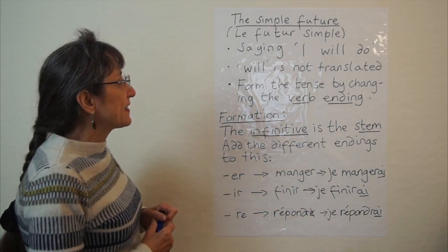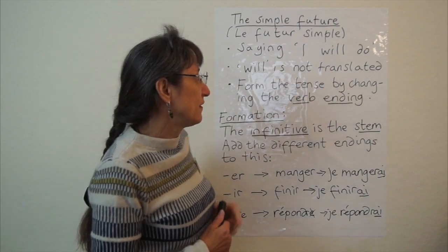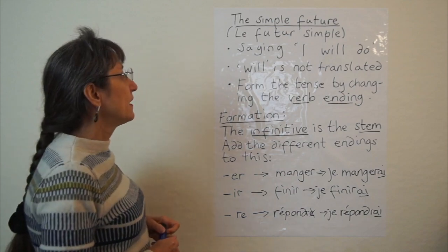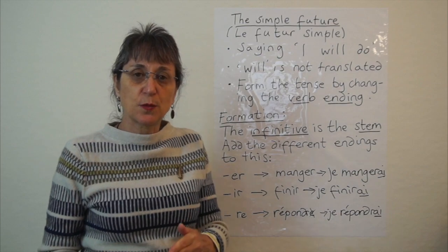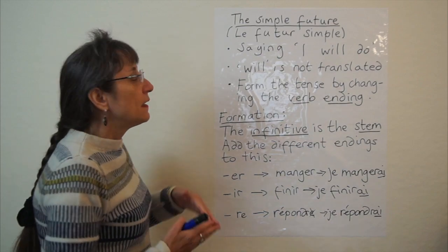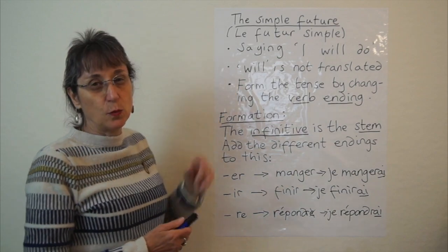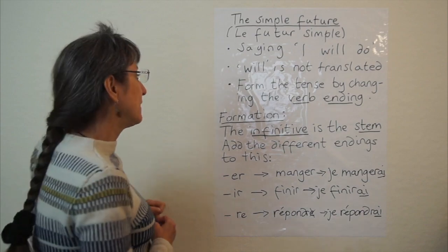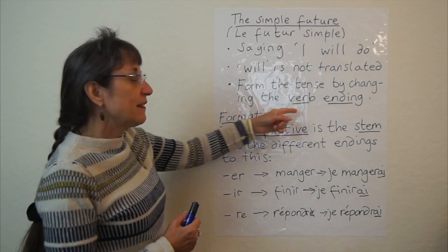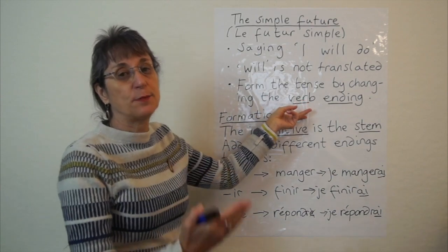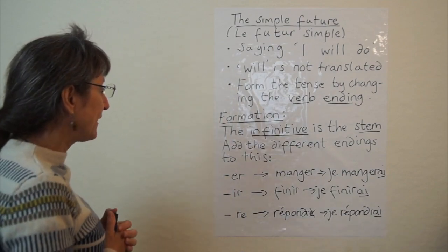Now this future tense expresses the notion of I will do something. Okay, so I will go, I will eat, I will write, I will swim, that idea. The thing you need to remember for this is that you do not translate that will separately. Okay, so the way you form this tense is by changing the verb ending, and that will express the idea of will. Right, I'm going to show you how to do that.